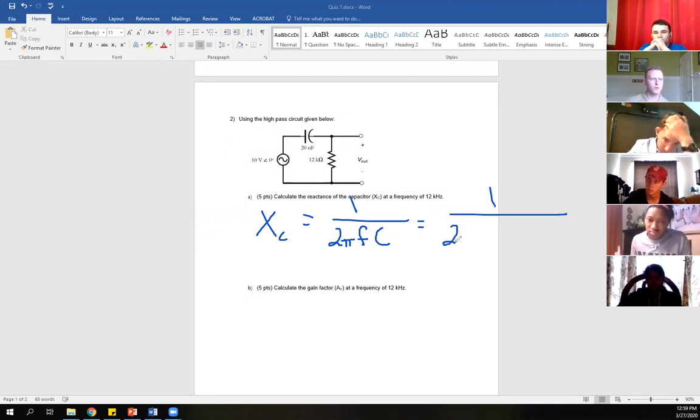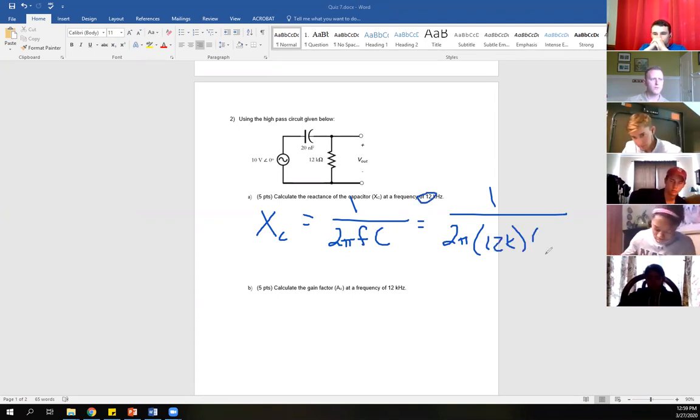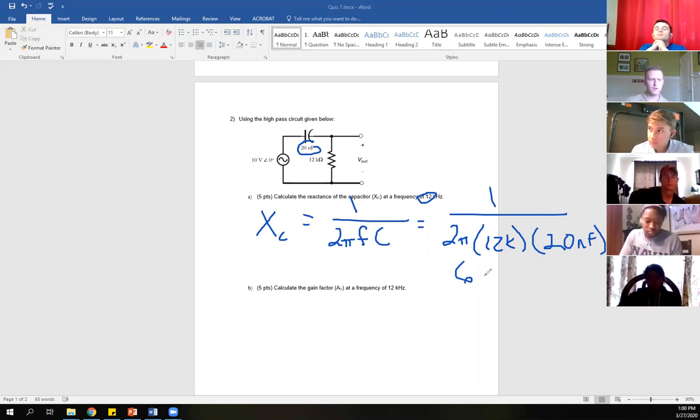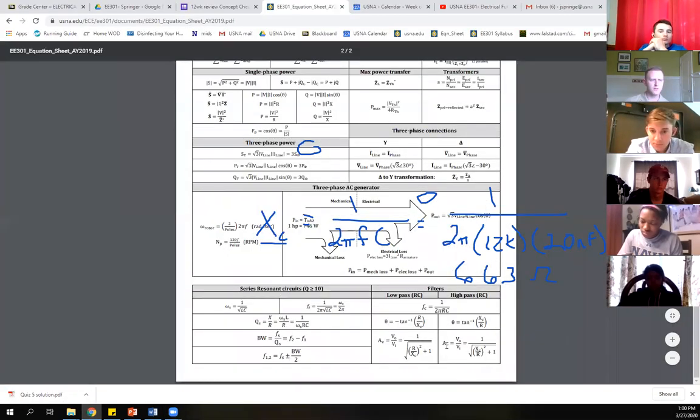1 over 2 pi, the F is right here, 12K, and 20 nanofarads. I think it comes out to 663 ohms because we're looking at reactance. And now for the gain factor, once again, I can just go straight to the formula sheet and it's down here. The gain factor, be sure to grab the correct one.